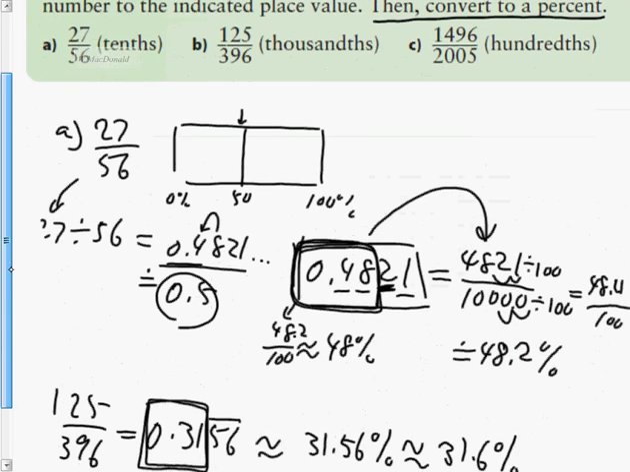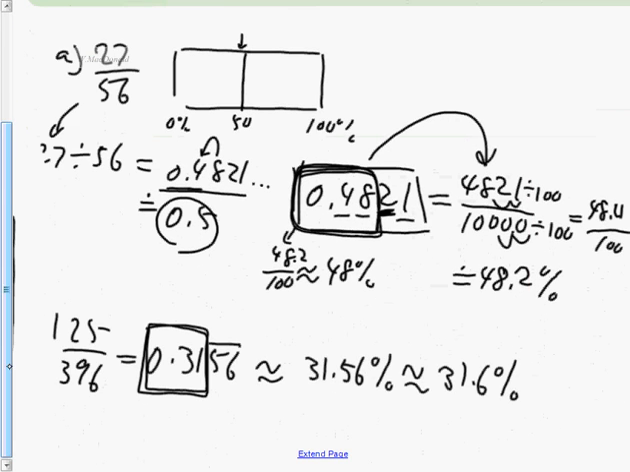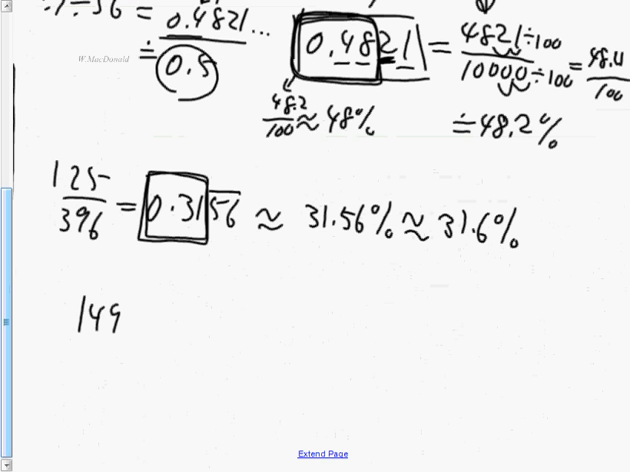And the last one is 1496 out of 2005. So this is roughly, if I was to make this into an easier one, 1500 out of 2000 is approximately that fraction, which would be approximately 3/4. So I know my estimation is going to be approximately 3/4, or 3/4 as a decimal would be 0.75. So I'm expecting to see something that's close to this.